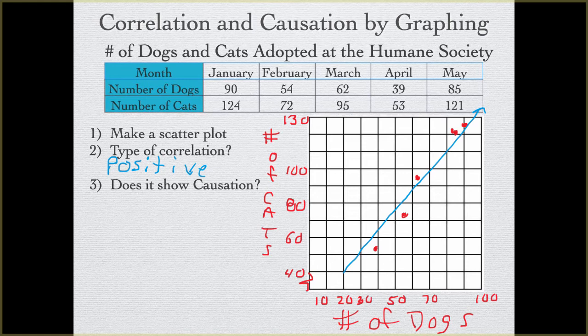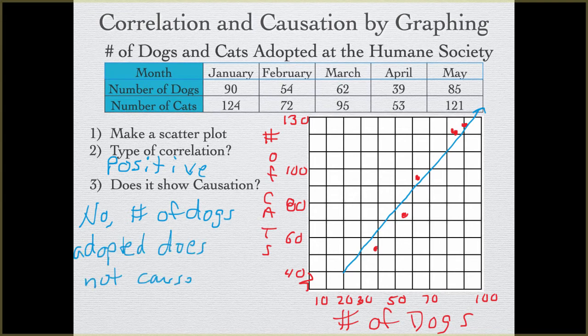And does it show causation? Do the number of dogs that are adopted cause the number of cats to be adopted to go up? Well, in this case, there is no causation. Number of dogs does not influence how many cats. So we need to say why. Does this show causation? No, it does not. The number of dogs adopted does not cause the number of cats adopted to go up.